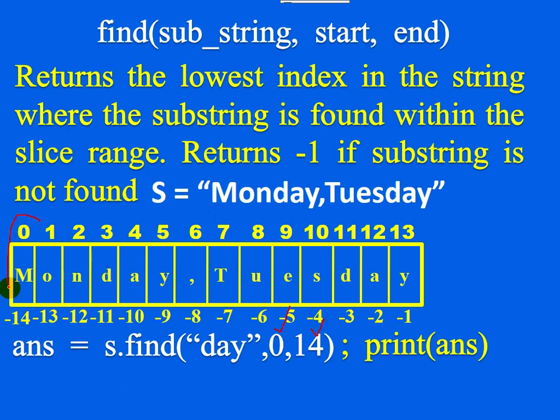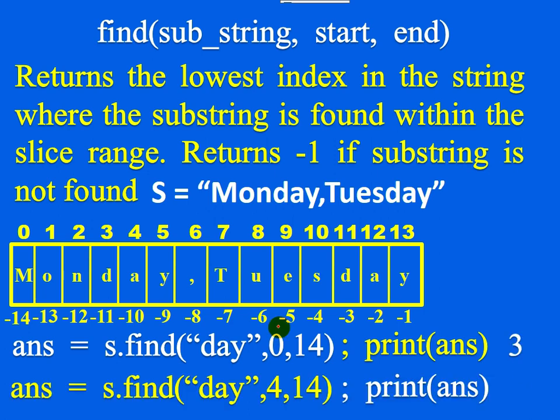So in this range, the find function will search for the substring. Now the find function finds the substring at two places. This is one place and this is another place. The lowest index is returned as the answer. So here the starting index is 3 and here the starting index is 11. So the lowest index is 3. So 3 is returned as the answer. So this answer variable contains 3. So on the computer's monitor you get the answer 3.